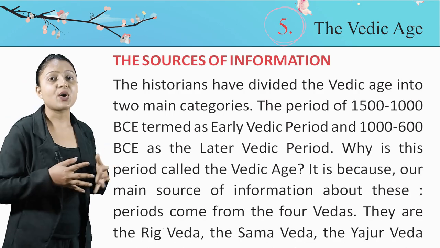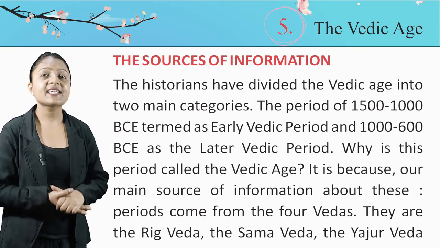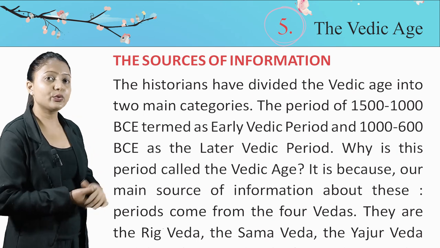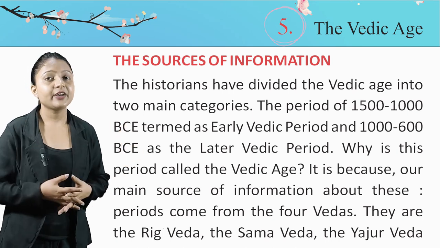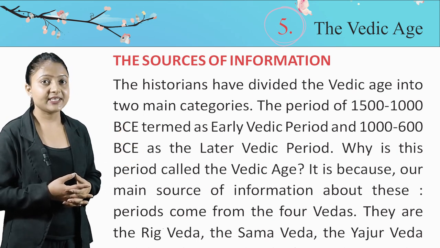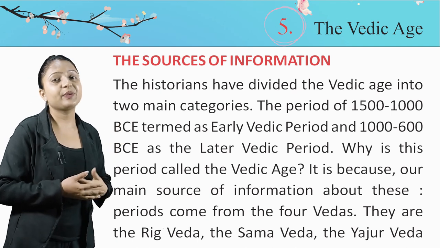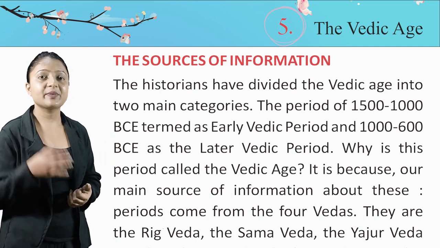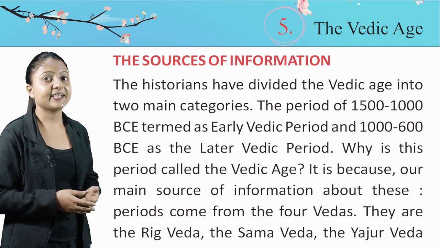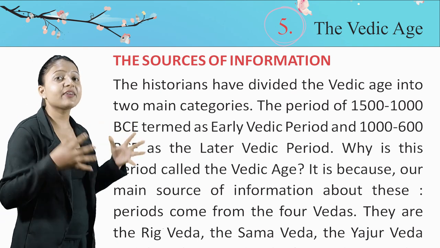The sources of information. The historians have divided the Vedic age into two main categories. The period of 1500 to 1000 BCE, termed as early Vedic period, and 1000 to 600 BCE as the later Vedic period. Why is this period called the Vedic age?